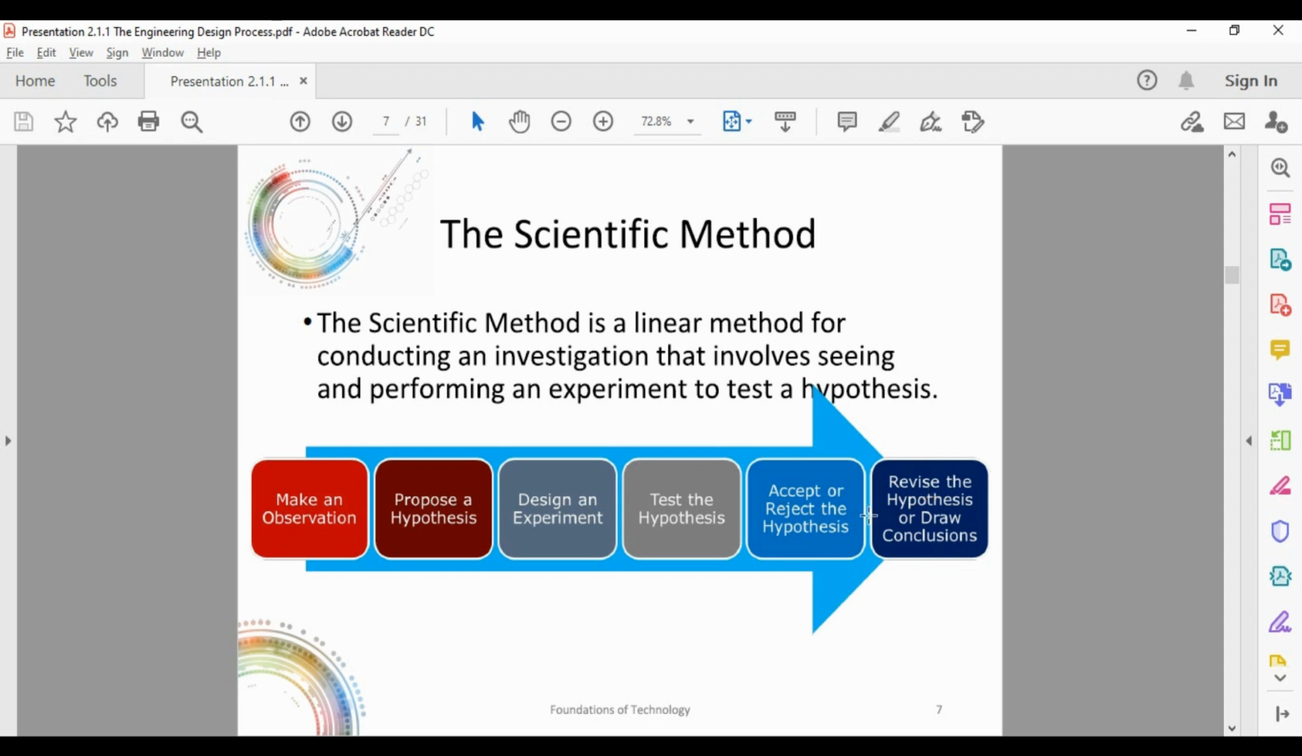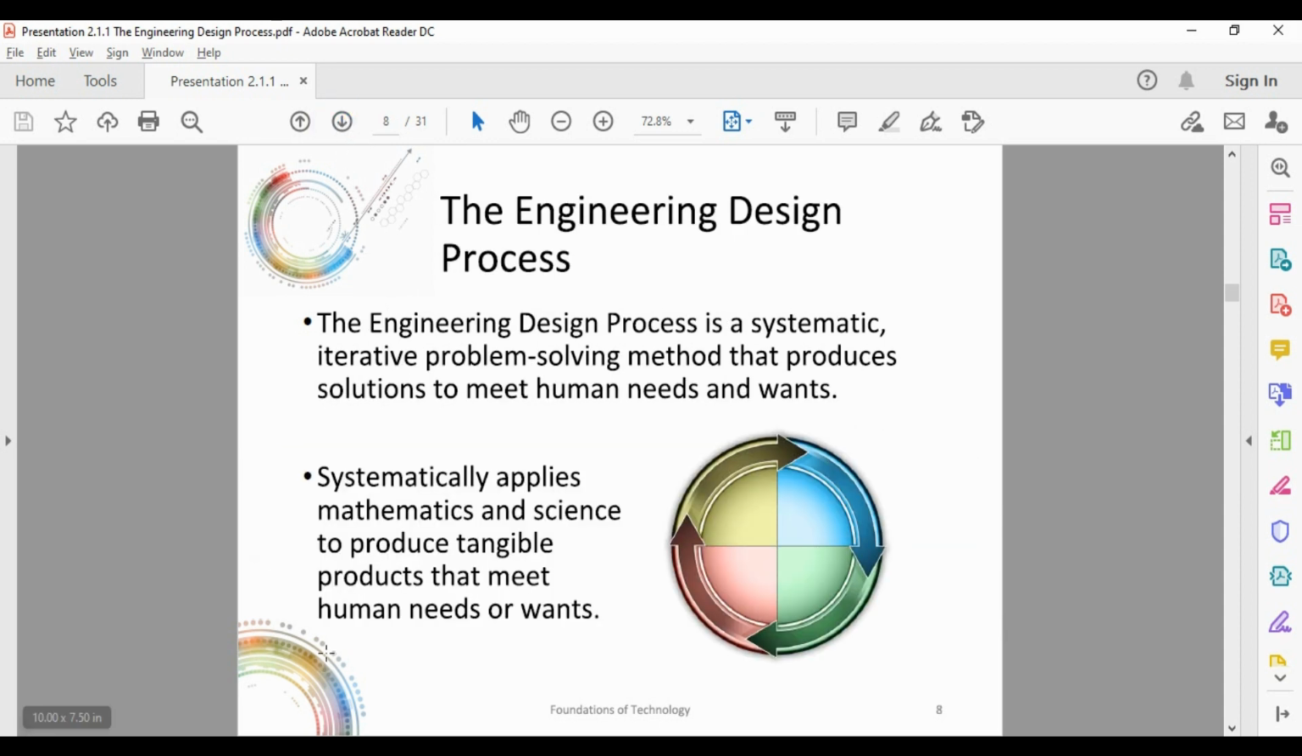You're still going to draw the conclusions even if you go back and revise your hypothesis, but it wouldn't necessarily be the immediate end. Whereas the engineering design process, the EDP, is this continual thing. It keeps going, even on products that have been out for a very long time. There's still advancements that can be made. There's still things that can be done to improve. And it systematically applies the math and the science to produce tangible products.